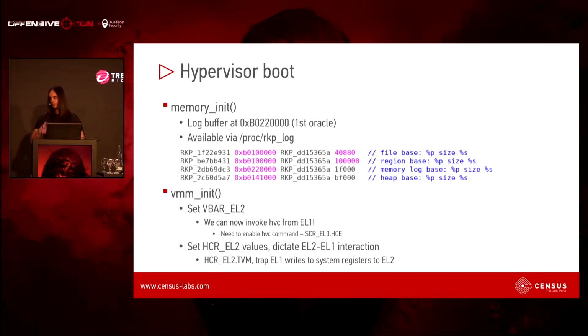Next, we move to VMM init. There, the vectors are set, so we can now invoke HVC from EL1. However, we have to first enable the actual command from the secure configuration register. And finally, VMM init sets hypervisor configuration values. For example, EL1 writes to EL1 system registers are trapped to EL2. For example, RKP does not allow EL1 to disable its own MMU.